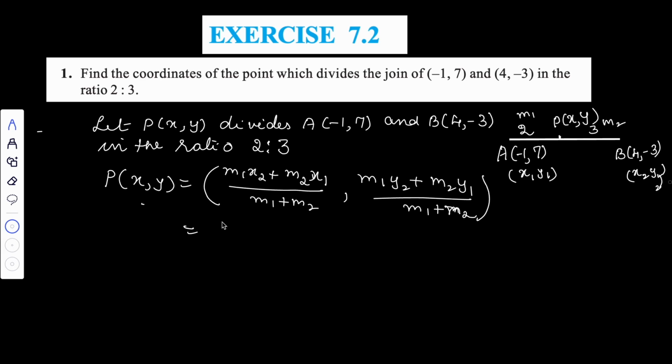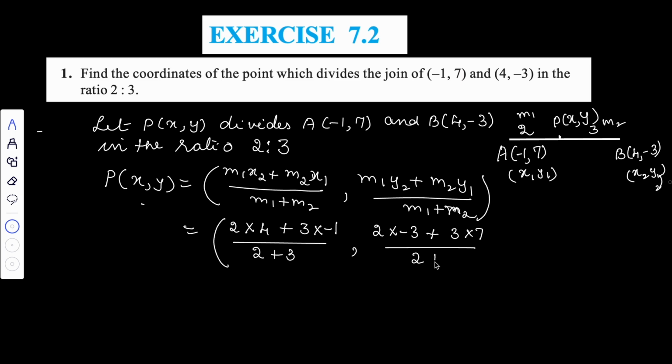Now we are going to substitute the values here. m1 is 2 into x2, which is 4, plus m2 is 3 into x1, which is -1, divided by m1 plus m2, that is 2 plus 3. Again m1 is 2 into y2, that is -3, plus m2 is 3 into y1, which is 7, divided by 2 plus 3.